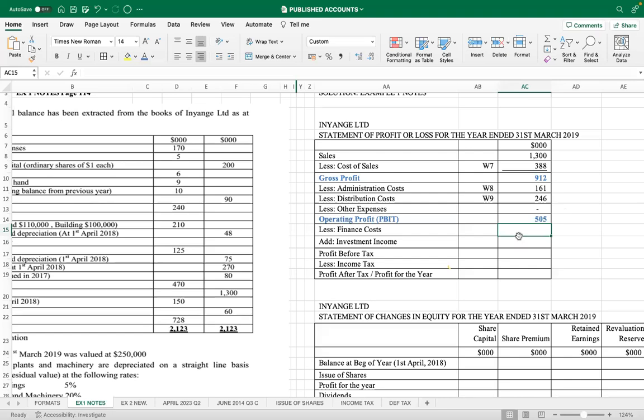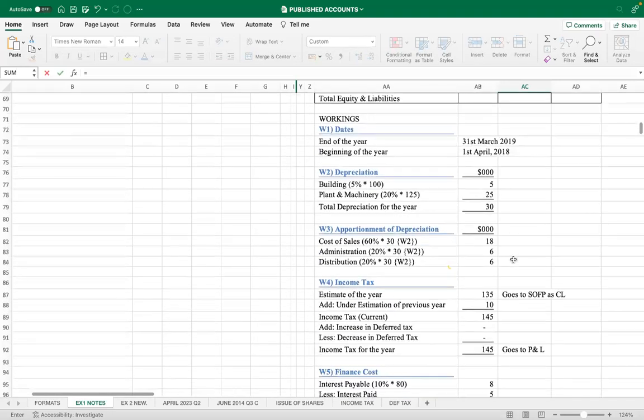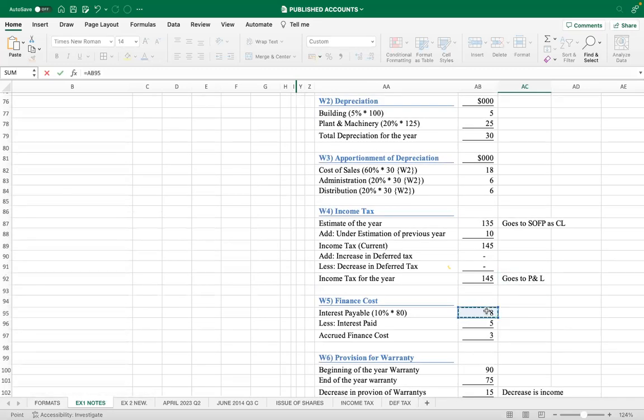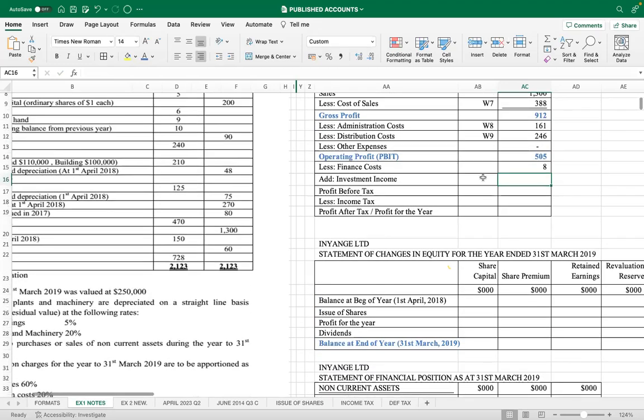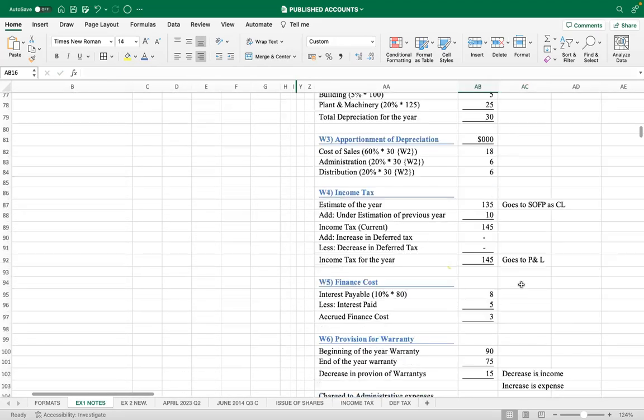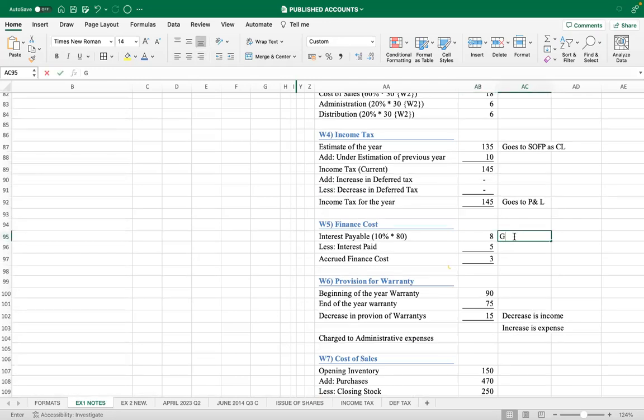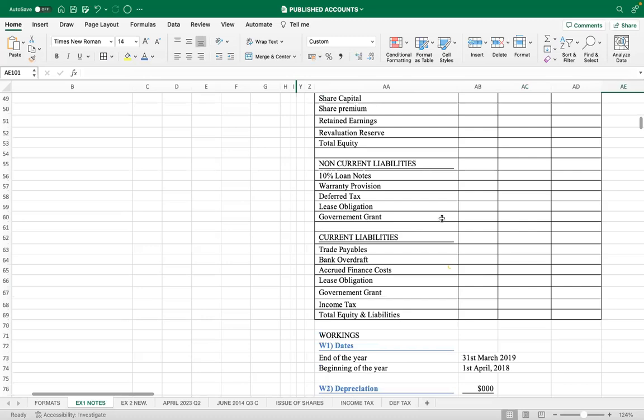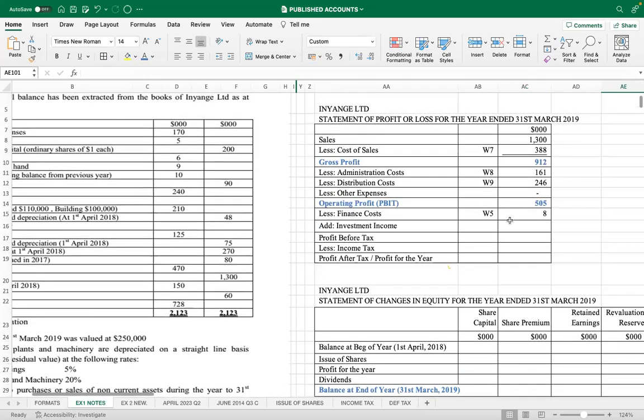Finance cost is working 5. You take the one that is payable. Finance cost, working 5. Let me just mention it here. It goes to P and L, and this one goes to statement of financial position as current liability. That is just to help you to revise. I'm almost there. Investment income. Did we have any investment income? None.